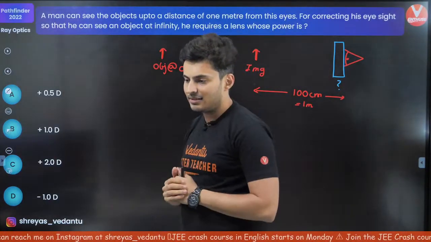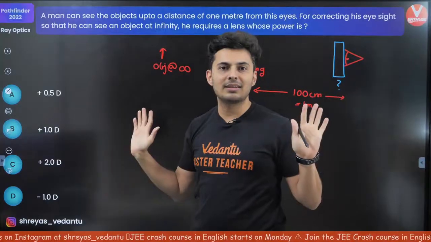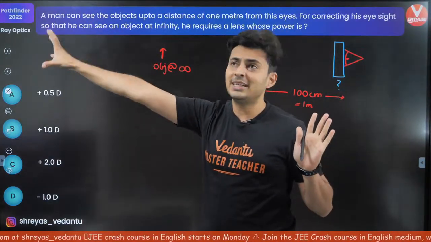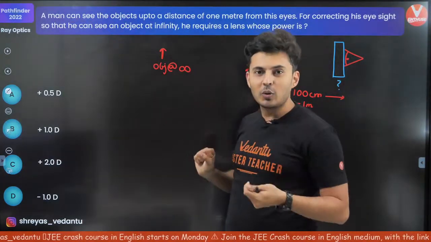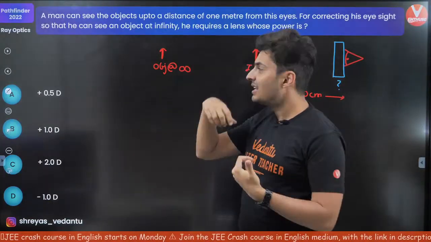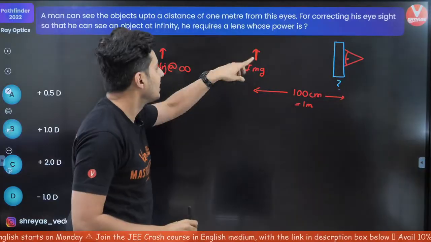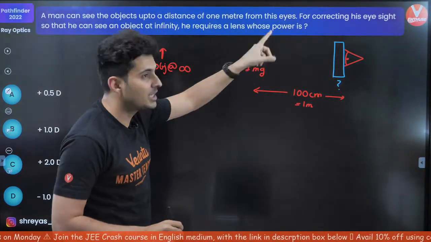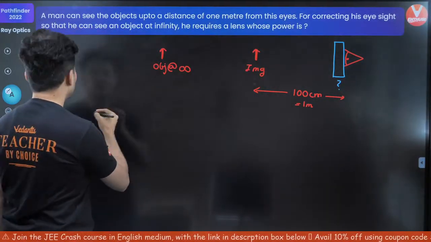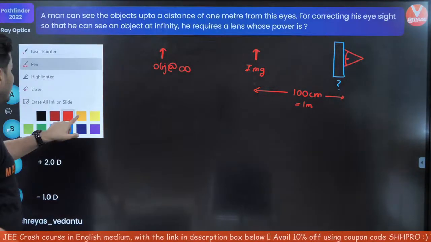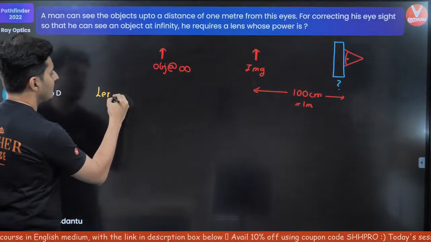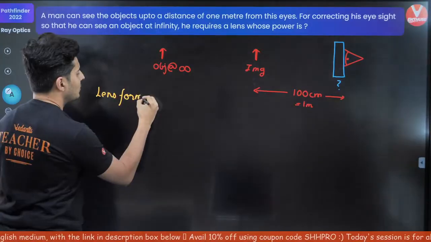Do you understand this, my warriors? If the object is very far away, if you make that image closer for him because of some lens, then he will be able to see that object. Actually, he will be seeing this. He will not be seeing this. He will be seeing the image of that. So that's it. Solve the question using your lens formula. So use your lens formula and solve it. You will get the answer.